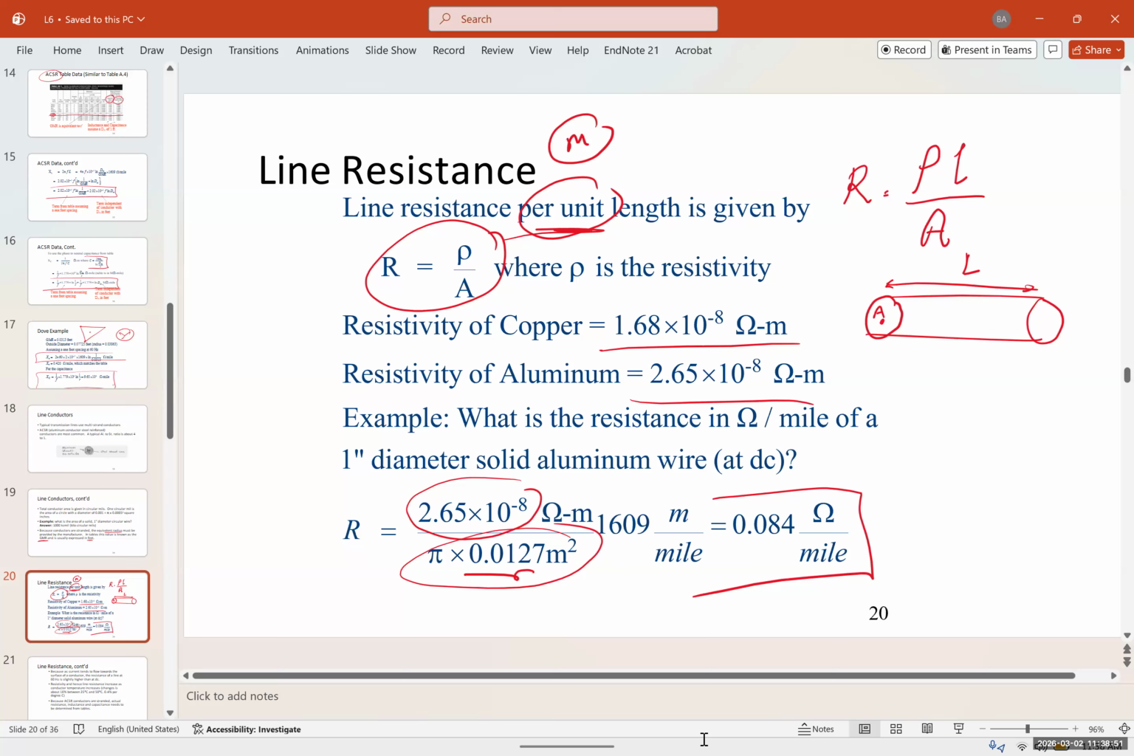If we want to find it in ohms per kilometer or meter, we don't have to do all these conversions. Since we want ohms per mile, we have to convert inch to centimeter, so we have to go to the metric system: inches to centimeters or meters, and miles to meters and kilometers.